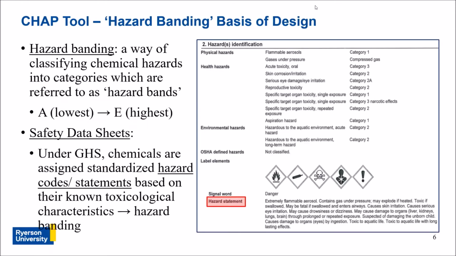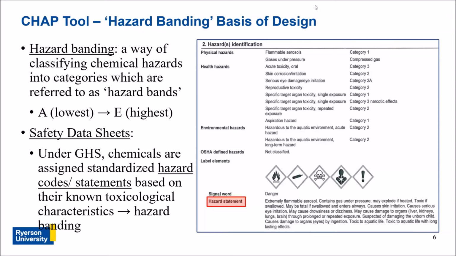The basis of CHAP risk, and the basis of all the CHAP tools, is the hazard banding process. Hazard banding is a way of classifying chemical hazards into groups or bands with five levels. Level A, or band A, is the lowest hazard rating, and level E is the highest hazard rating.